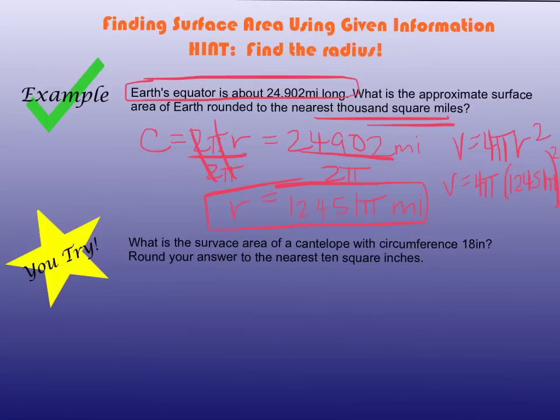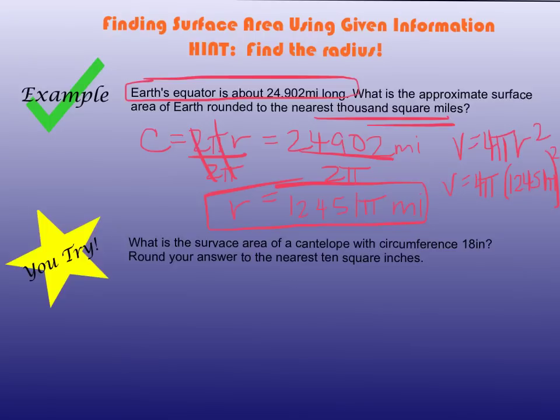Sorry, I kind of ran out of space there. So I'm going to square that value, multiply by 4 pi. Wow, that is a really big number. So your calculator is going to give you scientific notation, but they want us to round to the nearest 1,000 square miles. So we actually have to figure this out.